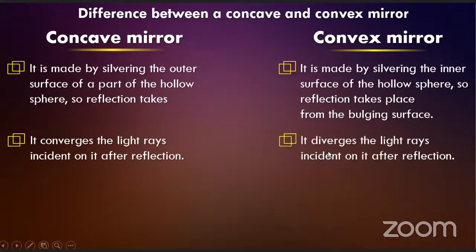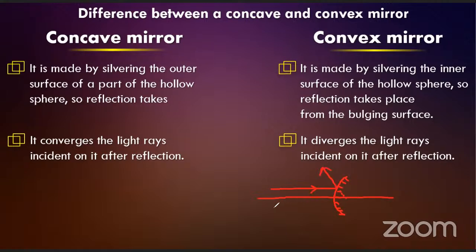It diverges the light rays incident on it after reflection. So you can see here, if you draw a mirror, when any light rays are incident on this surface, after reflection from this surface, this is the incident ray. We know that when any light ray comes parallel to the principal axis, it reflects through the focus. But for this mirror, the focus is behind the mirror, so it will go like this.